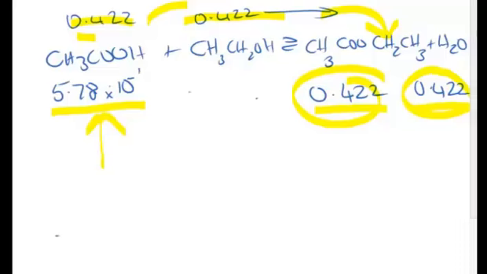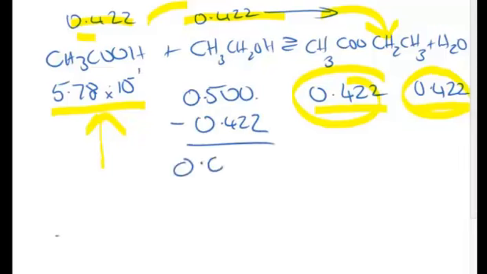We had 0.5 from the question amount of ethanol, and if we subtract 0.422, that means we're left with 0.078 moles per litre of ethanol. So we've got concentrations of both products and reactants.